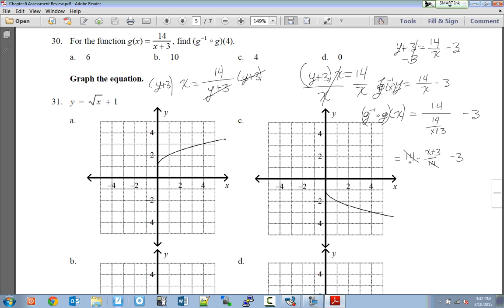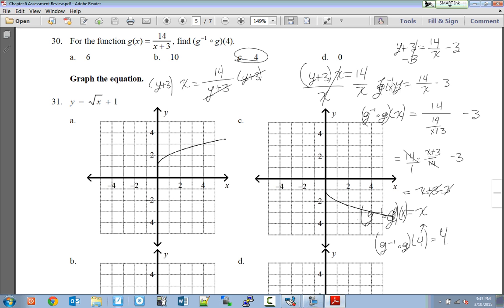These 14s will cancel out because this is technically 14 over 1, so you have a 14 in the top and 14 in the bottom. So we're left with x plus 3 minus 3, the two 3's cancel, leaving us with x. So g inverse of g of x simply equals x. Now if we want g inverse of g of 4, you simply plug in 4 for all the x's, so you just get 4. So the answer here is C.